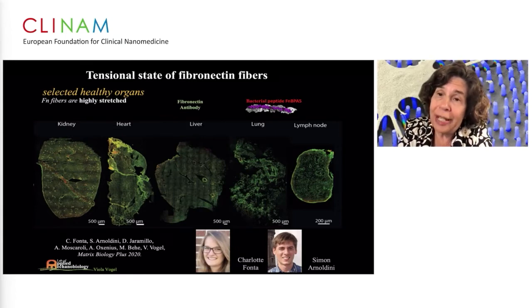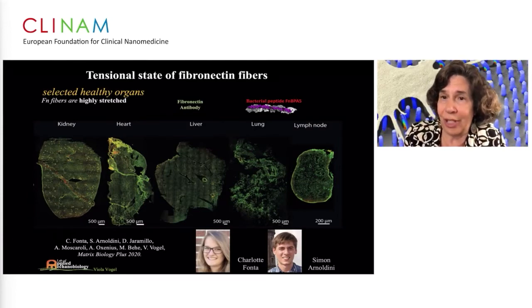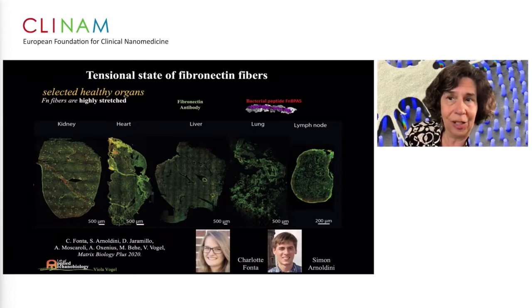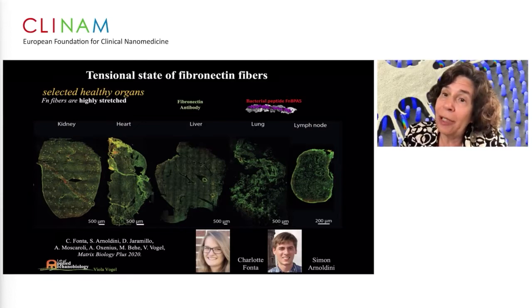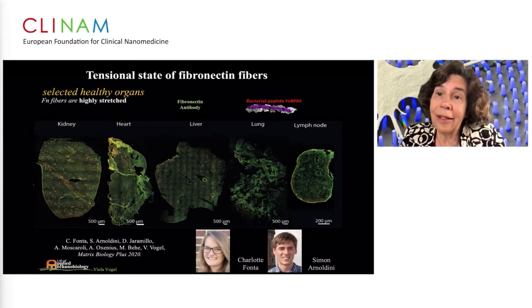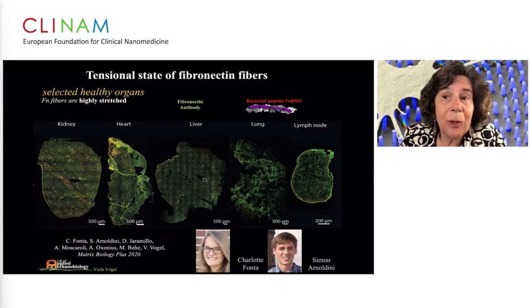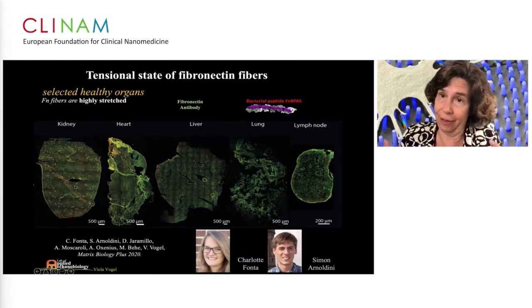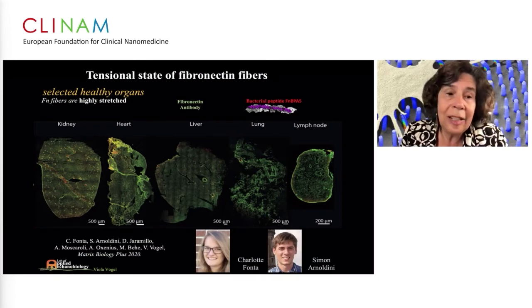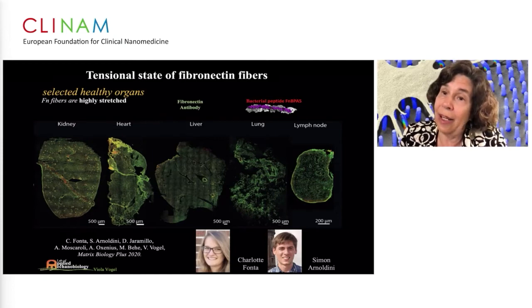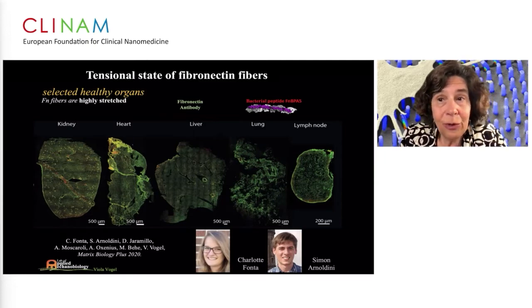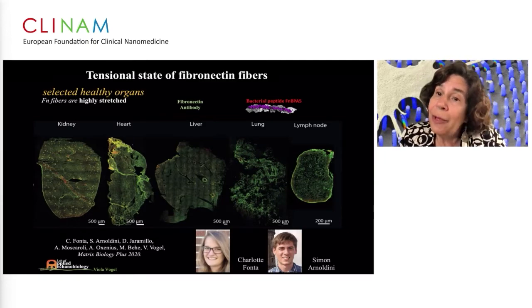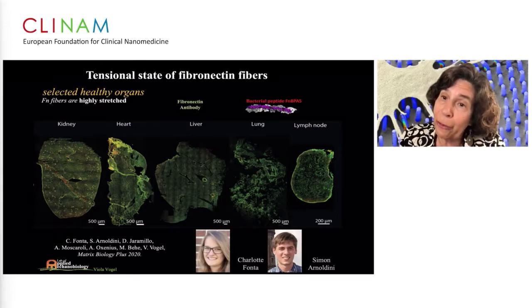And to our huge surprise, and since nothing is known about the tensional state of fibers in tissue, we photo-labeled the peptide and then co-stained with a polyclonal antibody against fibronectin. And indeed, we see with most of the healthy organs that we studied in cryosections, they are full of fibronectin fibers. However, in healthy organs, very little peptide is binding. And that implicates that in healthy organs, fibronectin is kept under high tension.